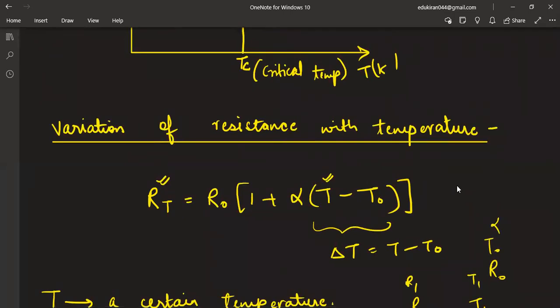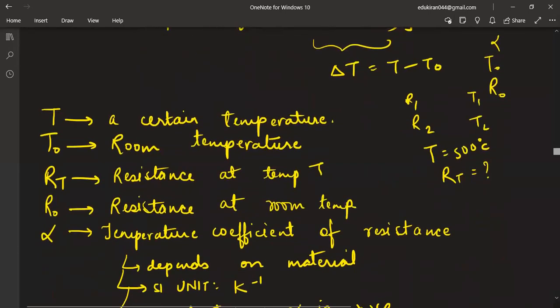R_T is equal to R naught times 1 plus alpha (T minus T naught). Now R_T is what? R_T is the resistance at a certain temperature, a random temperature. R naught is the resistance at room temperature. Alpha is the temperature coefficient of resistance. Then T is the temperature for which R's value we wrote, and T naught is room temperature.